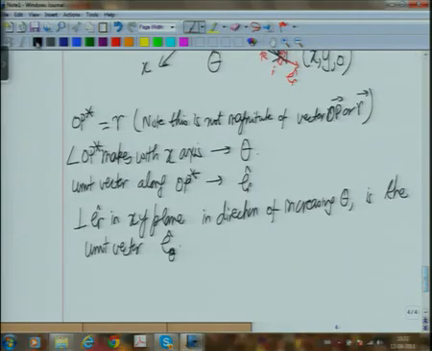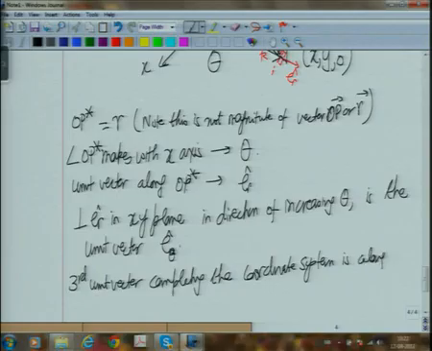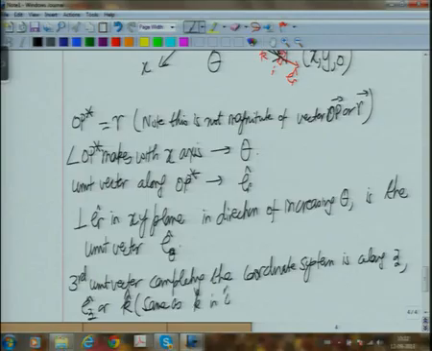So the third unit vector completing the coordinate system is along z, and we call it Ez or k, same as k in i, j, k.